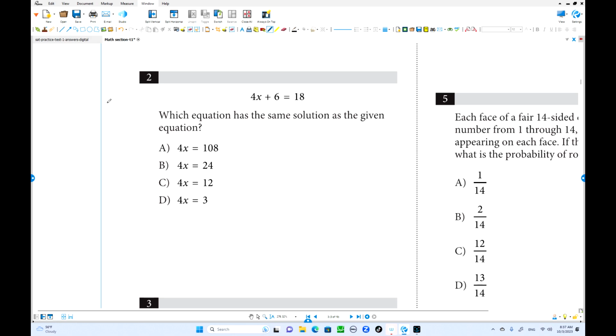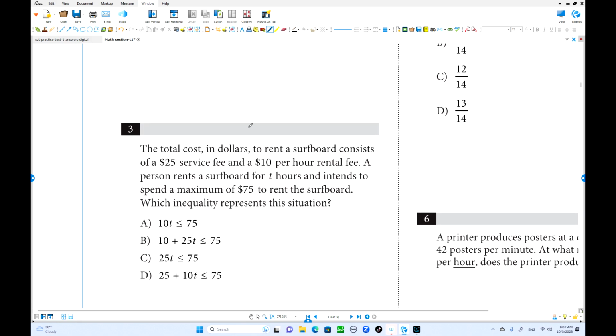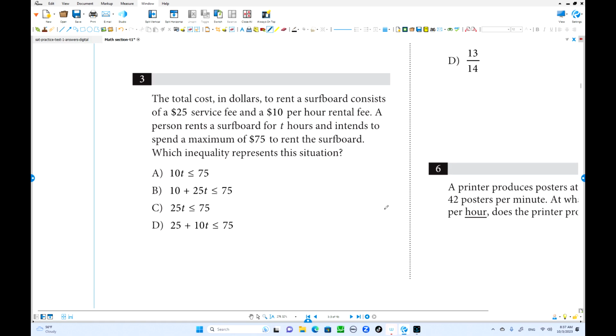4x plus 6 equals 18, minus 6 both sides, 12. Okay, 4x is 12. They're not asking you the value of x. Okay, this is number three.